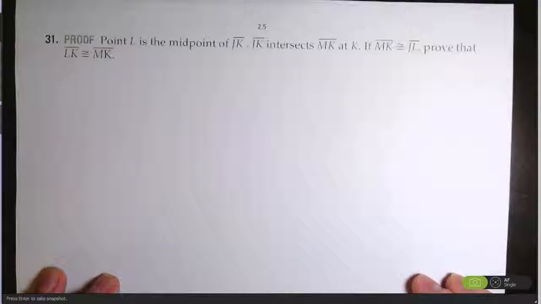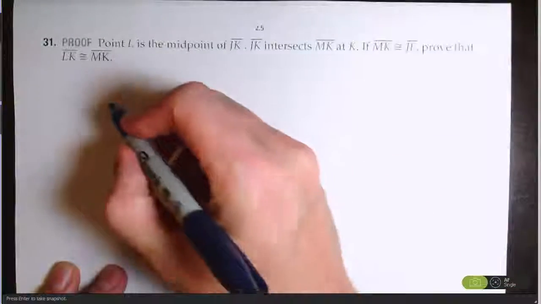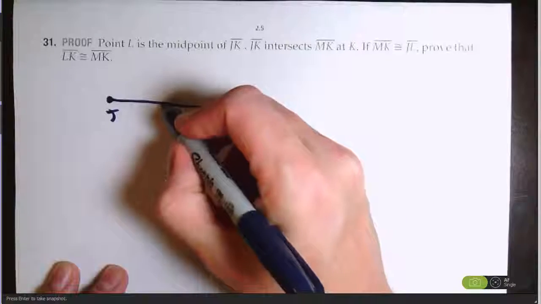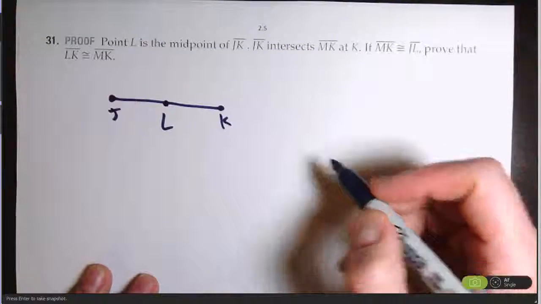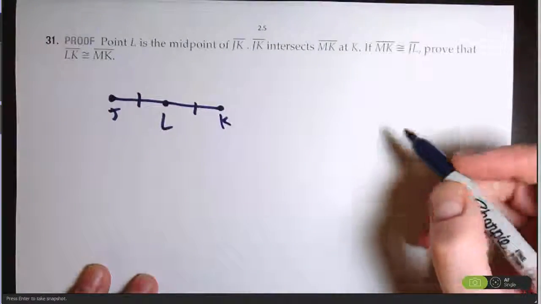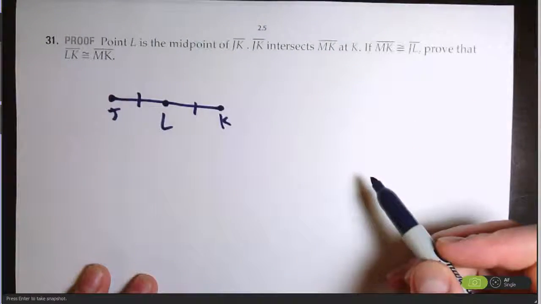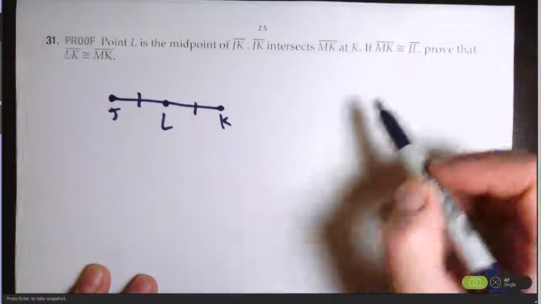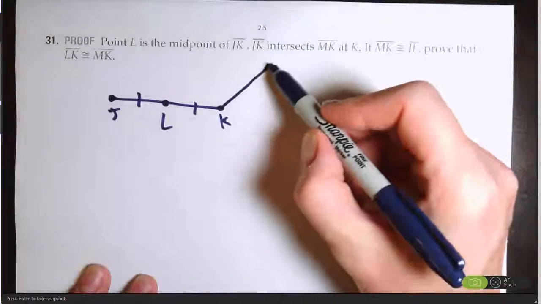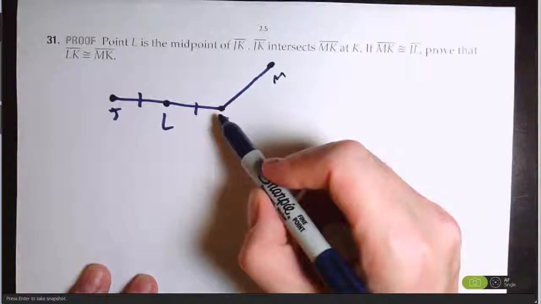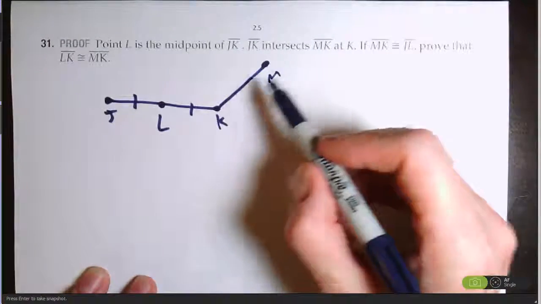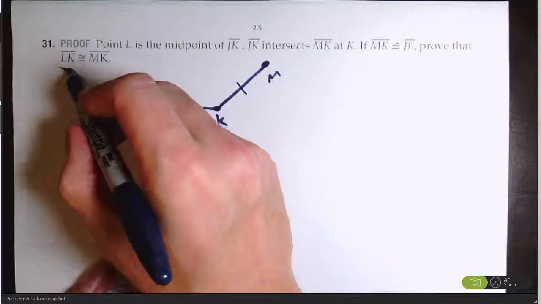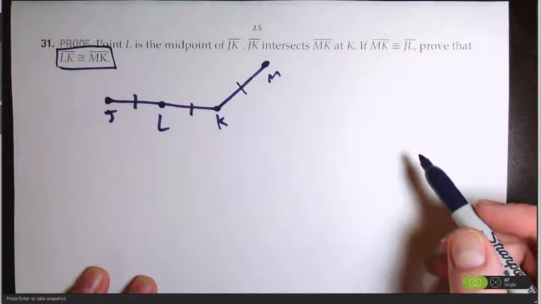Okay, so the first thing we need to do is really draw this out. So L is the midpoint of JK. So I'm going to draw a segment JK, and I'll put L in the middle. Okay, which also means that JL and LK are congruent because L is the midpoint of JK. Now JK intersects MK at K. And we know that MK, so it's got to meet something like this. And we know that MK is congruent to JL. So we're going to prove that LK is congruent to MK.